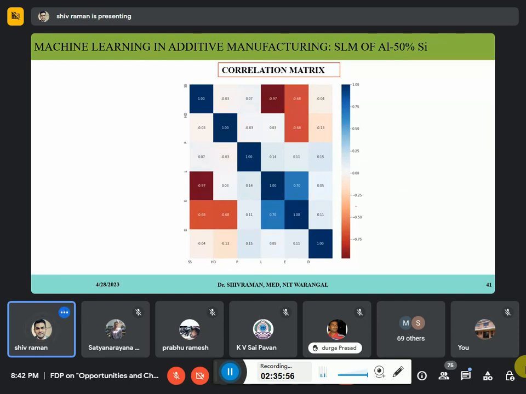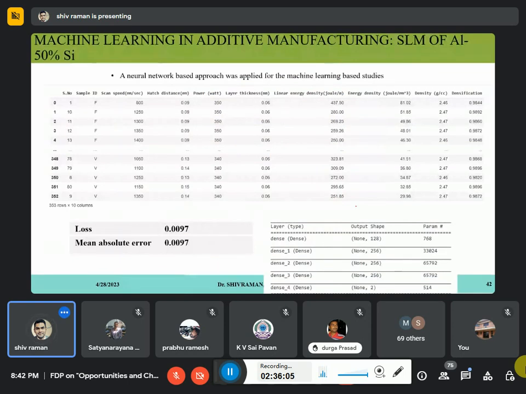The output is our densification. And we have developed a neural network model, with this architecture, where we use four hidden layers, one input layer and one output layer, and the activation function we have kept as ReLU.